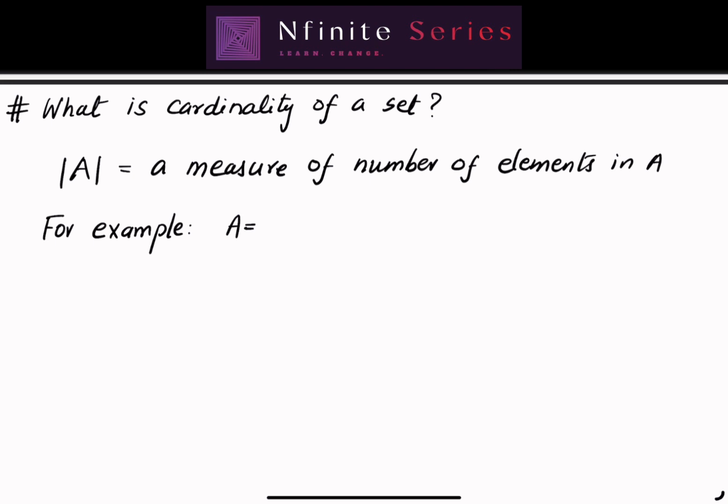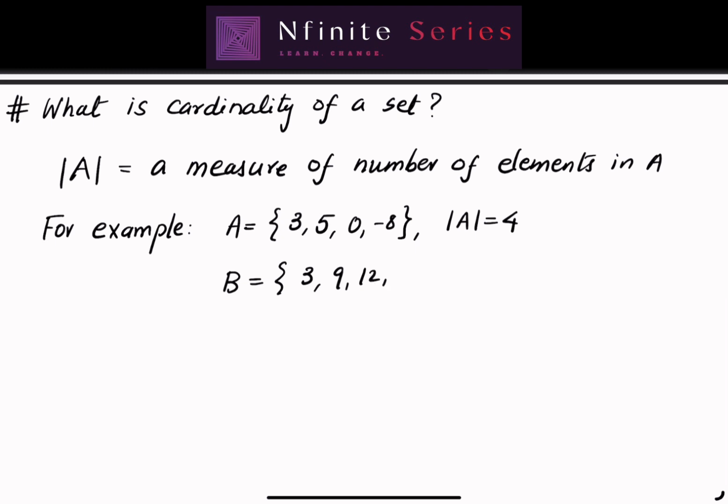To give you some examples, consider set A containing these elements: 3, 5, 0, minus 8. Now the cardinality of this set is 4 because it has 4 elements. Similarly, if we consider another set containing 3, 9, 12, 19 and pi, there are 5 elements in this set. So the cardinality of this set is 5.